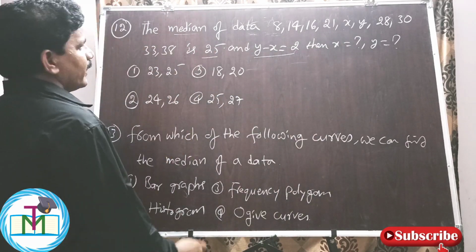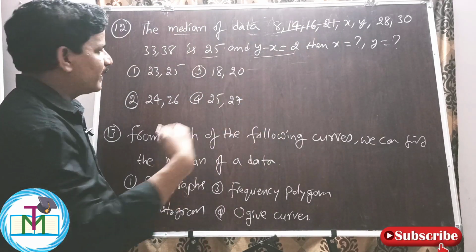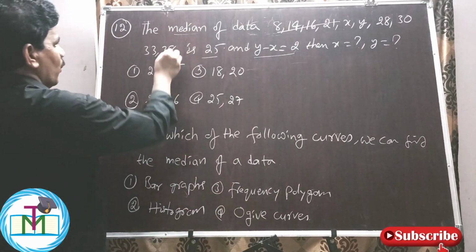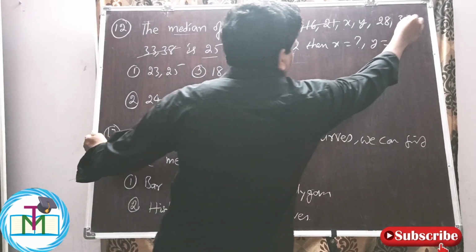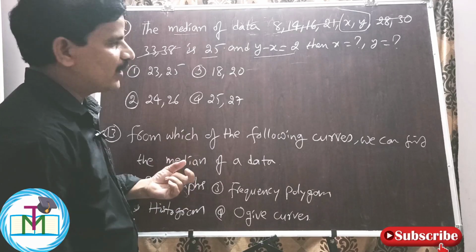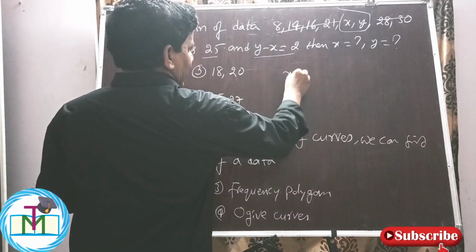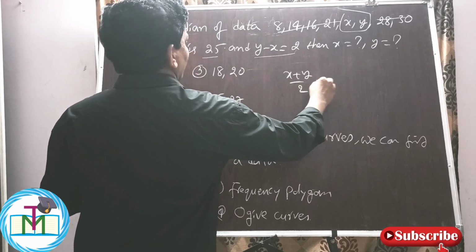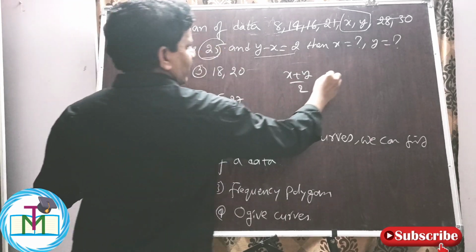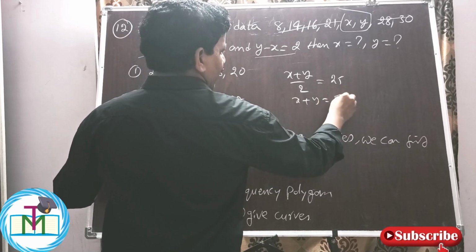Therefore let us cancel 1, 2, 3, 4 values from the starting and 4 values from the ending. Therefore what I got? 2 values in the middle. Whenever you have 2 values remaining, we have to take its average. What is average? X plus y by 2 is average, equal to how much? 25. Means x plus y is equal to 2 into 25, which is 50.